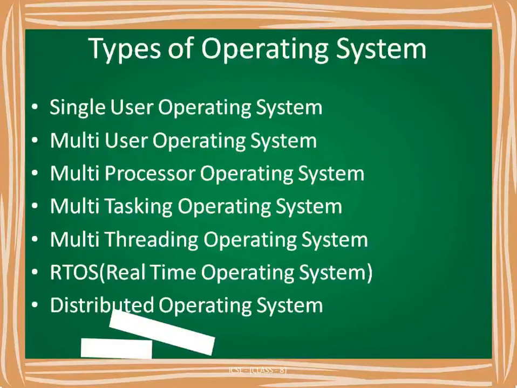Next is the types of operating system. There are different types of operating system. The first one is the single user operating system. In a single user operating system, what happens? Only one user at a time is going to use it. Only one user can be created in that operating system. Only one user can access that operating system. For example, Microsoft DOS, disk operating system. That is single user.